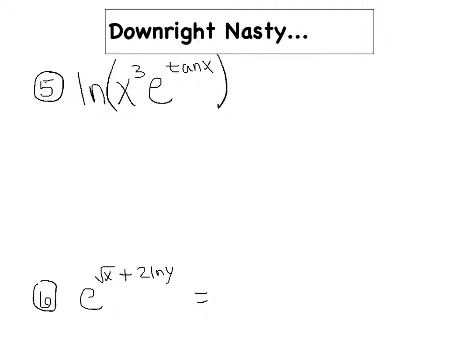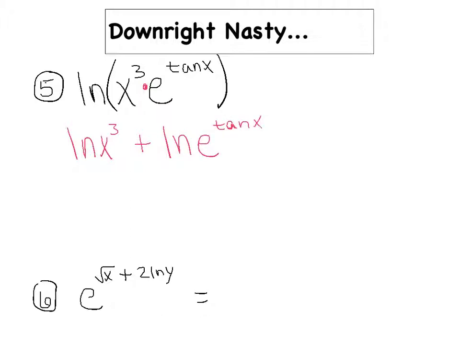Well, I'll tell you what, you've done a good job of hanging in here in this first video, and this is our last slide for the night, and we've graduated to the downright nasty ones, and these are 2 of my favorite ones that we're going to see. And again, the directions simply say simplify. The first thing you'll notice on number 5 is that the natural log is not acting directly upon the e. And so we're going to employ our natural log properties that allow us to expand because we see the product between x cubed and e to the tangent of x power. We could rewrite this as the natural log of x cubed plus the natural log of e to the tangent of x.